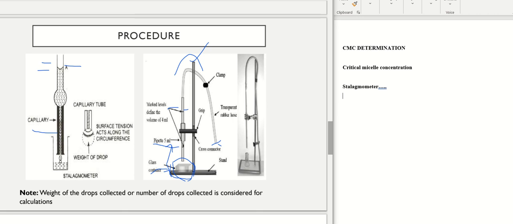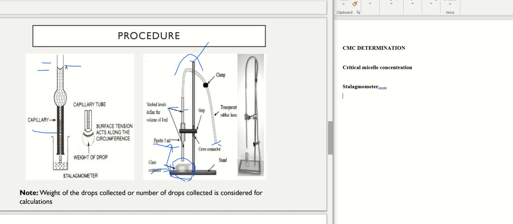Now let's discuss the drop count method. The number of drops formed for this liquid is measured and noted down. Take out the sample, wash the stalagmometer properly, dry it properly, and again take another surfactant sample of different concentration. So this is actually used to determine the surface tension of a given surfactant solution. This is how we will be determining the surface tension.